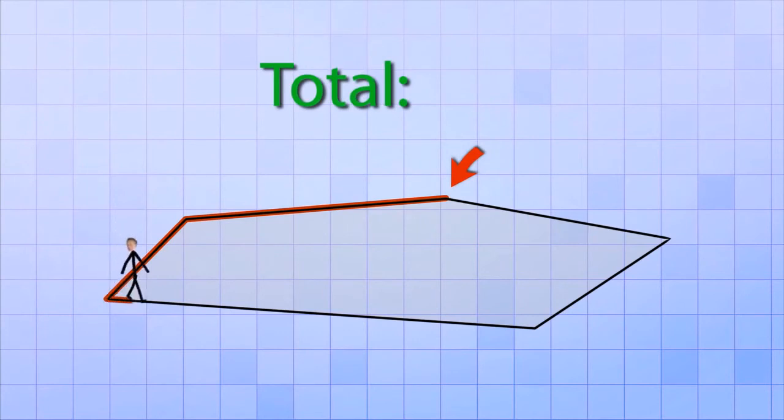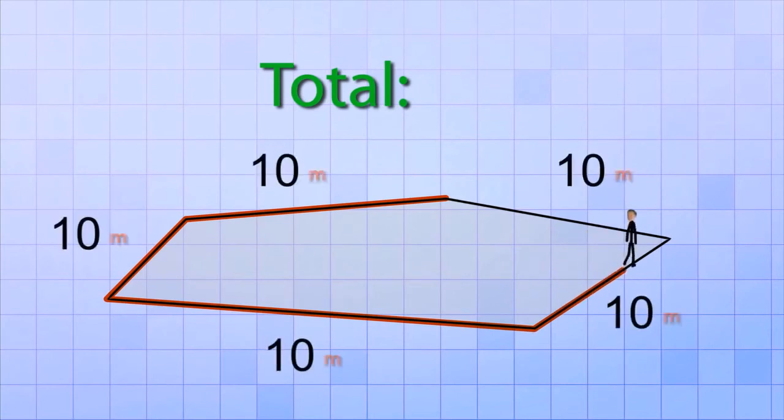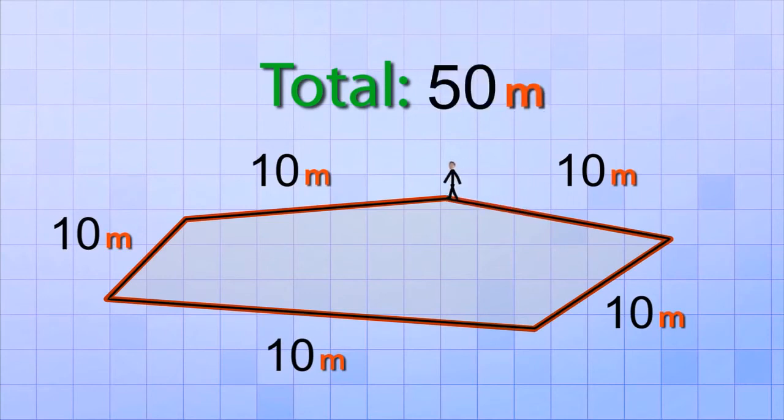Imagine starting at one of the polygon's vertices and then walking along each side until you got all the way back to the point that you started from. That's perimeter. The total distance you traveled would be the perimeter of that shape, no matter what the shape is. In this case, if the length of each side of the polygon was 10 meters, the total length you would travel along all 5 sides would add up to 50 meters.